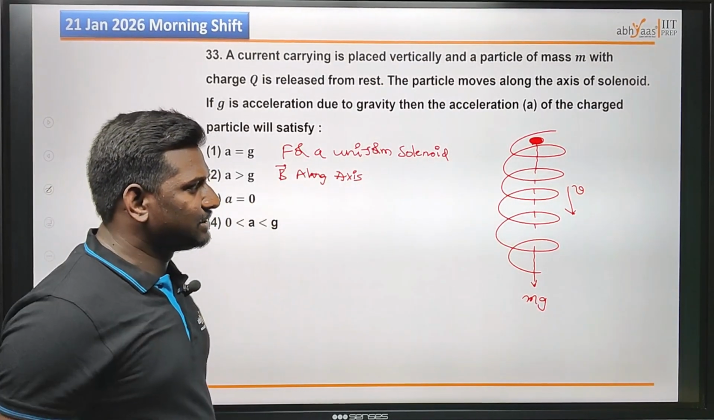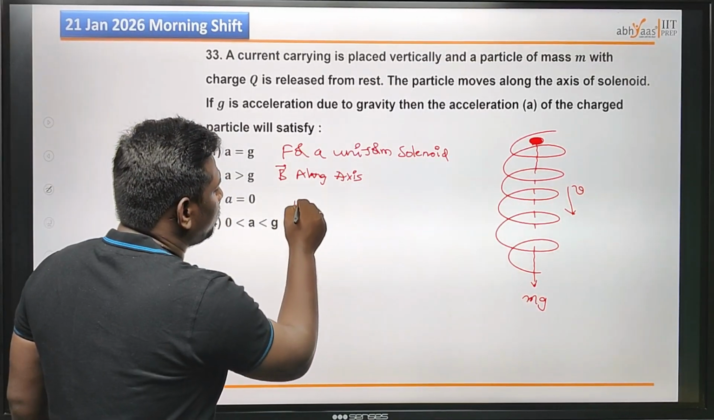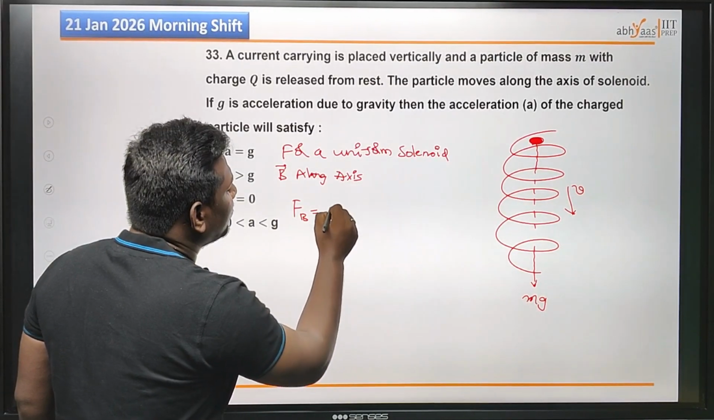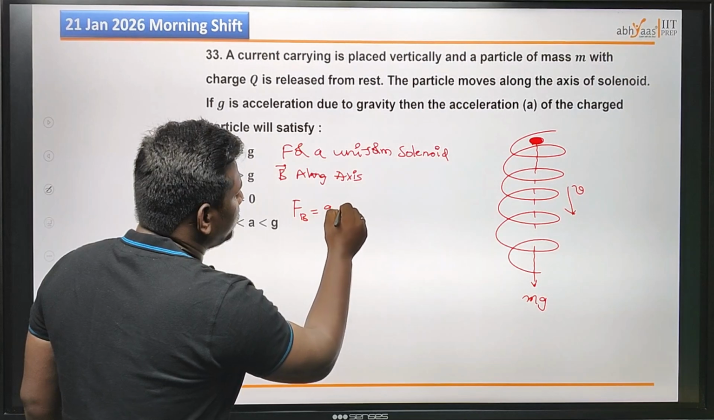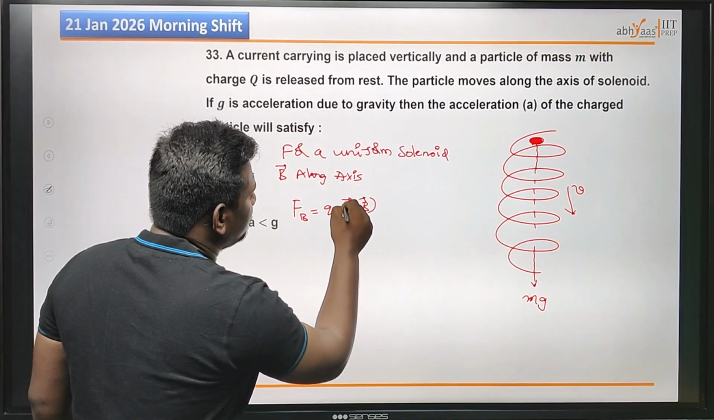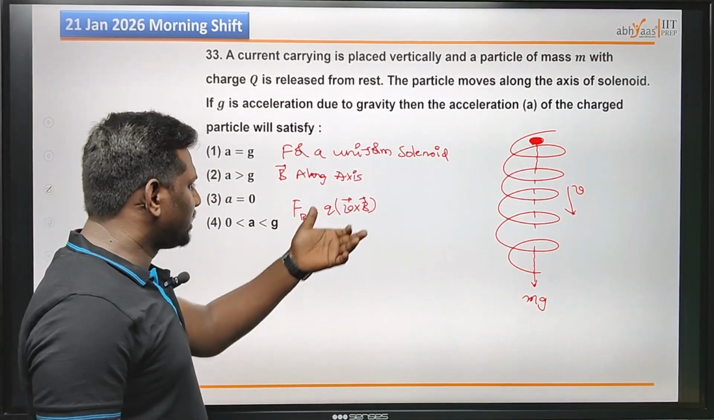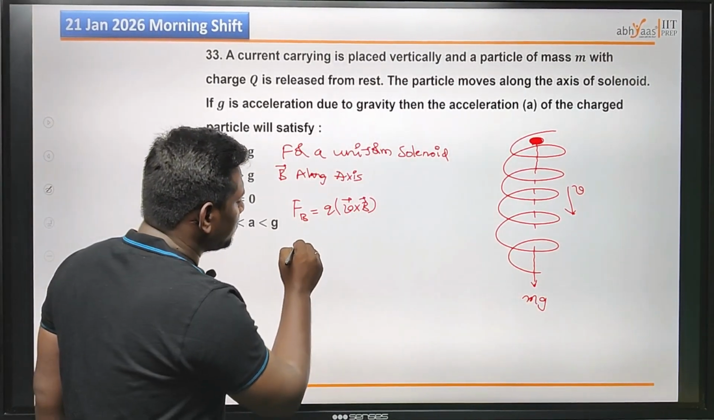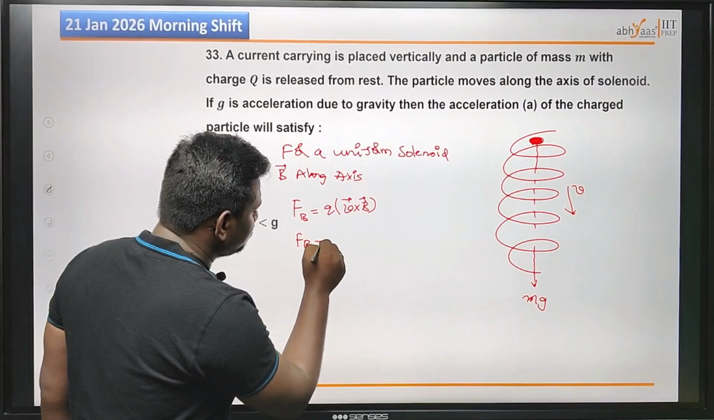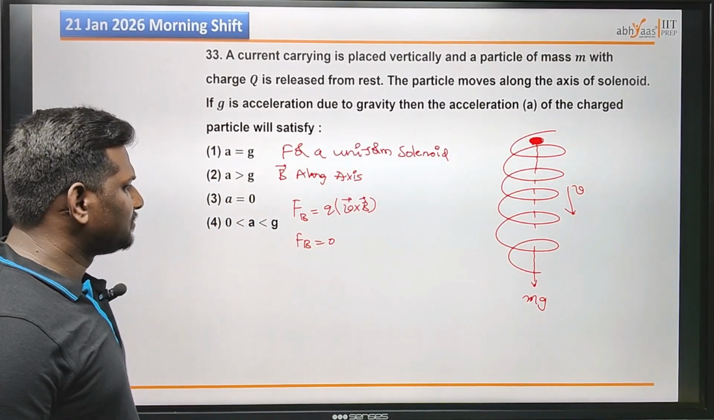Magnetic field is along the axis. So force due to magnetic field is q into v cross B bar. The theta is 0. Then F_B can be written as 0.